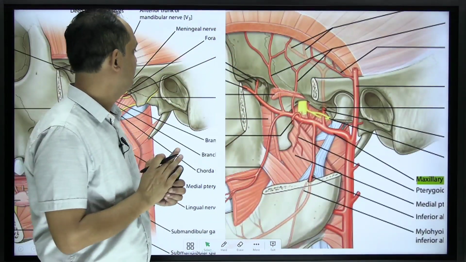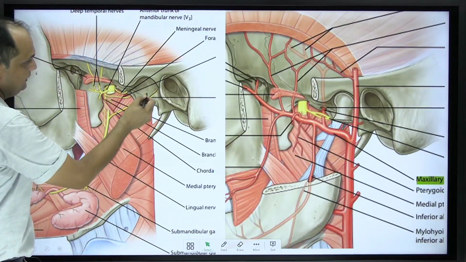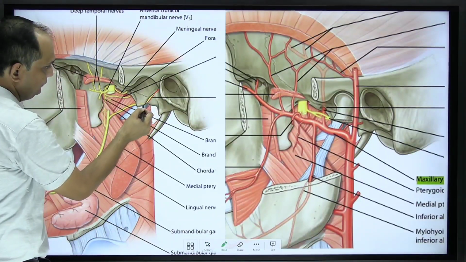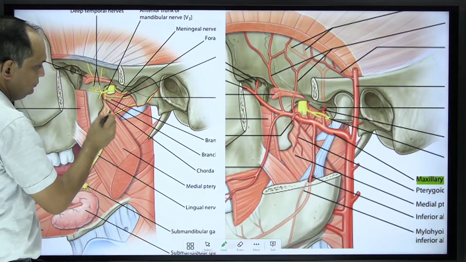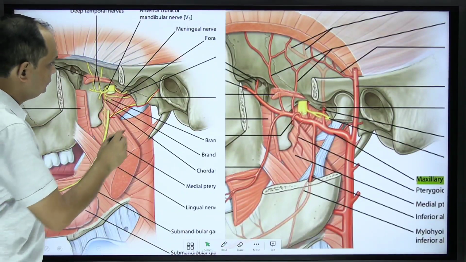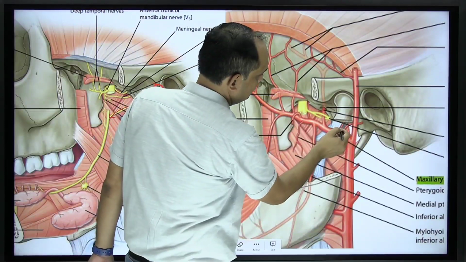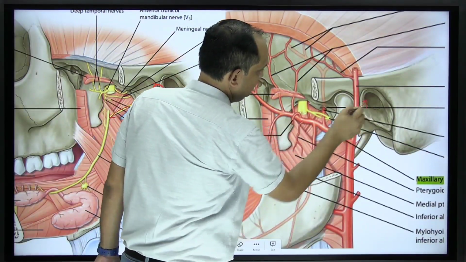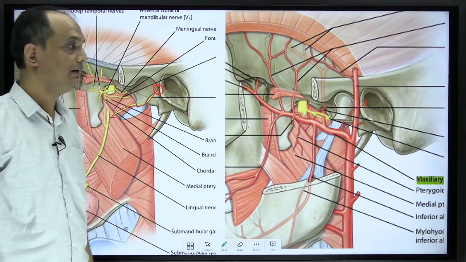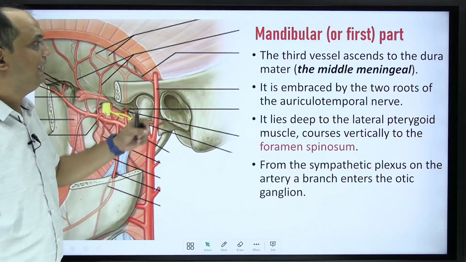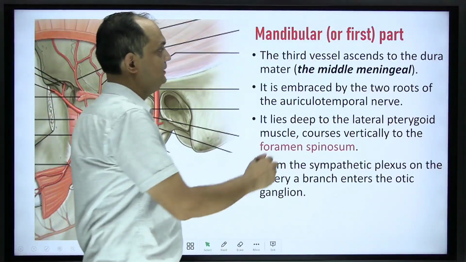Now in this diagram also you can see, this is the chorda tympani which is coming out from this area and it is going to join your lingual nerve. So through the same area, this artery is going to enter inside your middle ear cavity. Now you have the third branch, that is the middle meningeal artery.